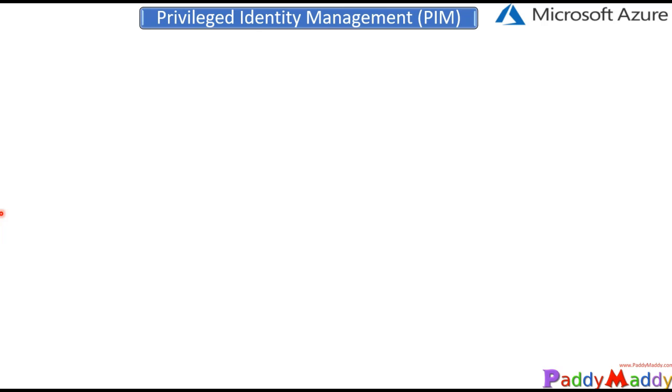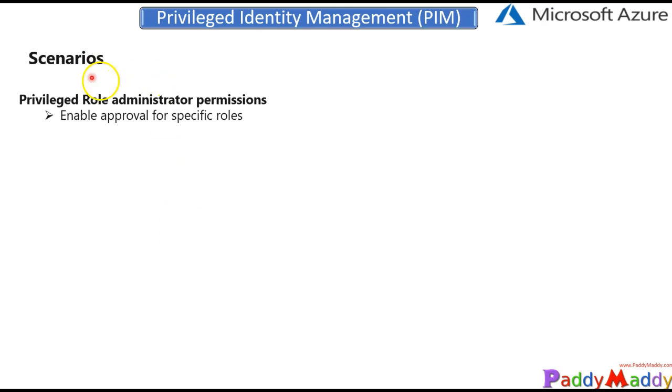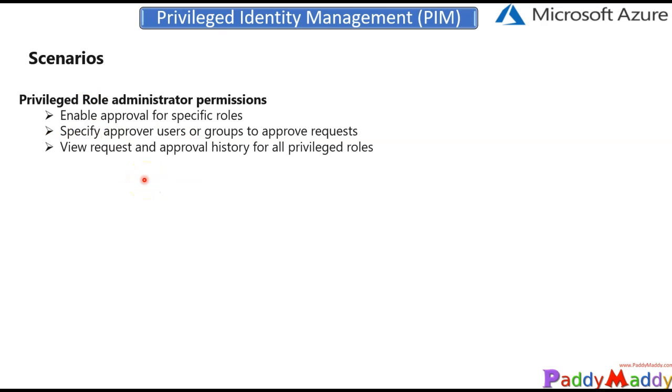So let's understand more about the scenarios where we can use this. The first one would be the privileged role administrator permission. When you enable this, you have the approval for specific roles, and specific approver users or user groups to approve based on the request, and you can view the request and approve based on the history for all those privileged roles.